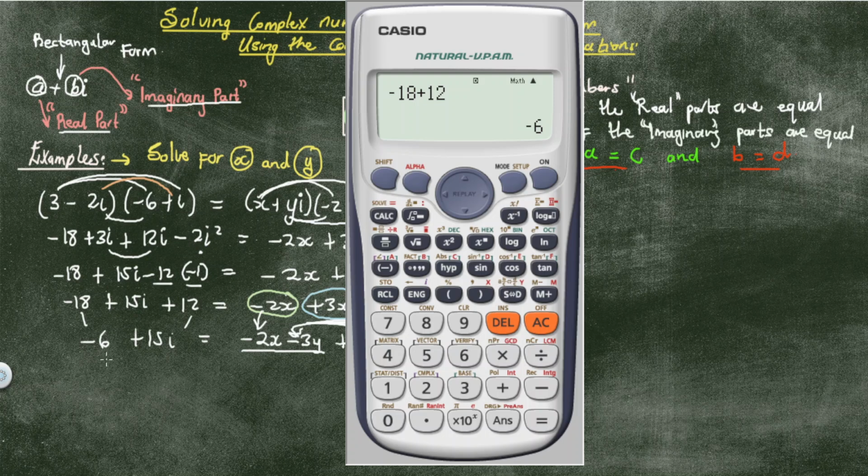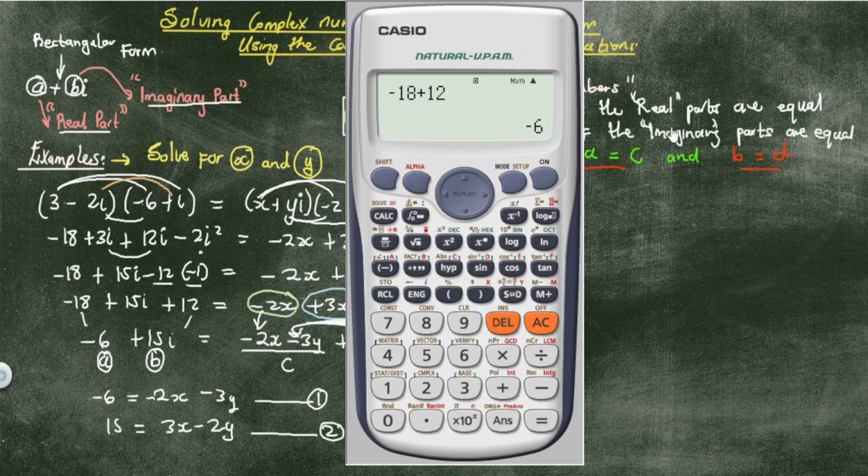Now I can clearly identify my A value, which is this minus 6, my B value, which is the 15, my C value, which is that expression, my D value, which is also that expression. Then we're going to equate A and C, the real parts. So that's going to be a minus 6 equal to minus 2x minus 3y. Let's label this as equation 1. And then we're going to have a positive 15 equal to 3x minus 2y. Label this as equation number 2.